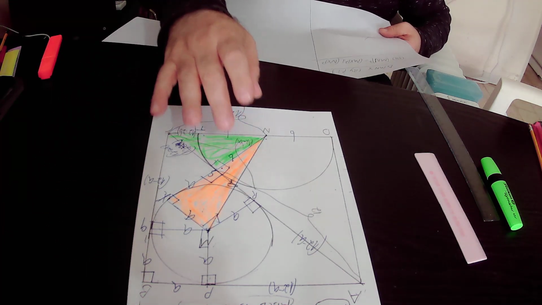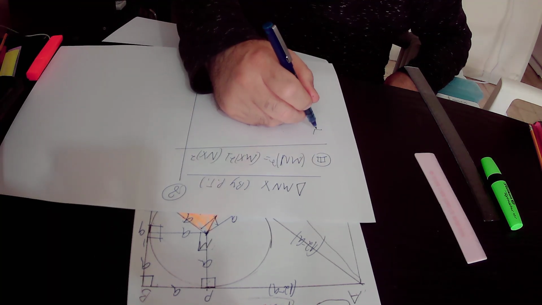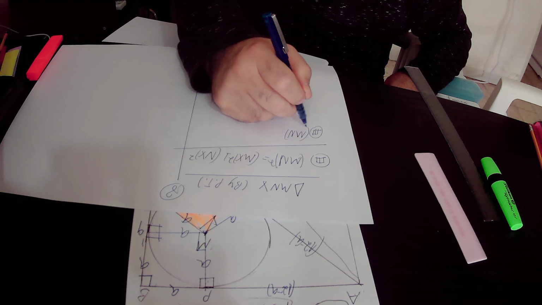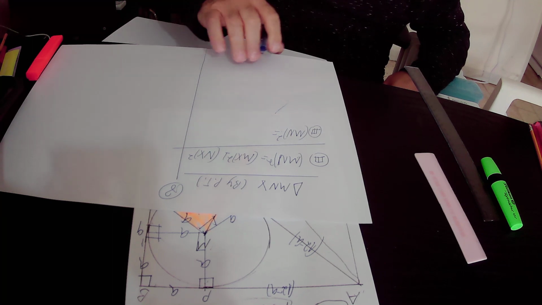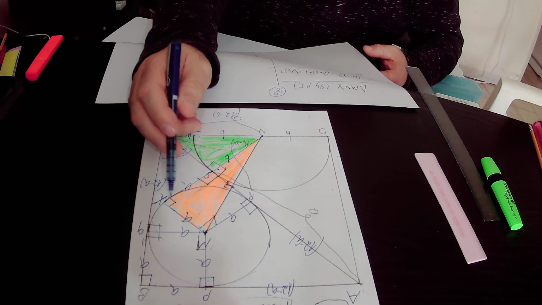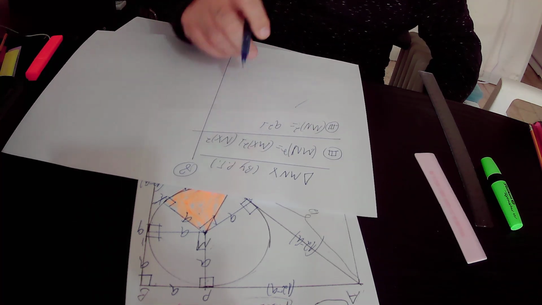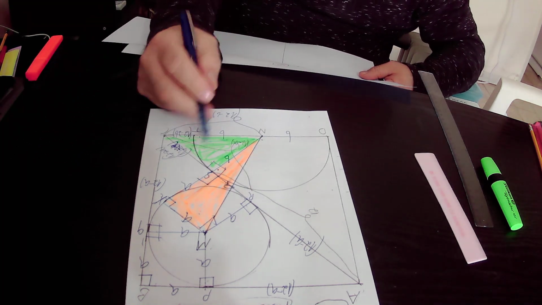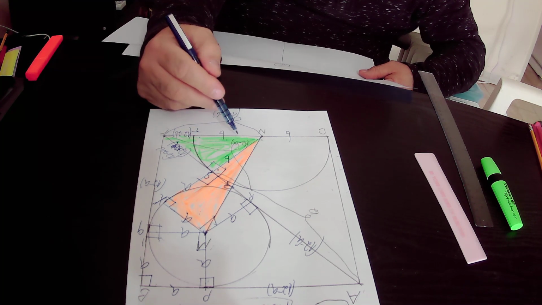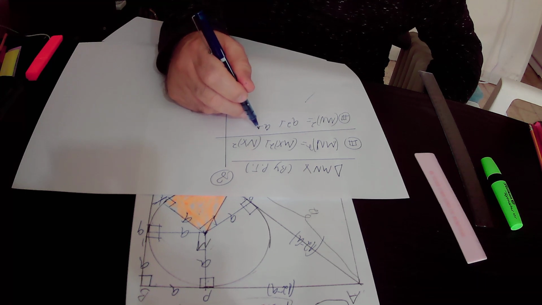Mn is the missing variable, so we leave it as it is. Mn squared equals Mx squared. We already found out that Mx equals A, so Mx squared will be equal to A squared, plus Nx squared. Nx equals B plus A, or A plus B. Therefore, Nx squared will be equal to A plus B squared.